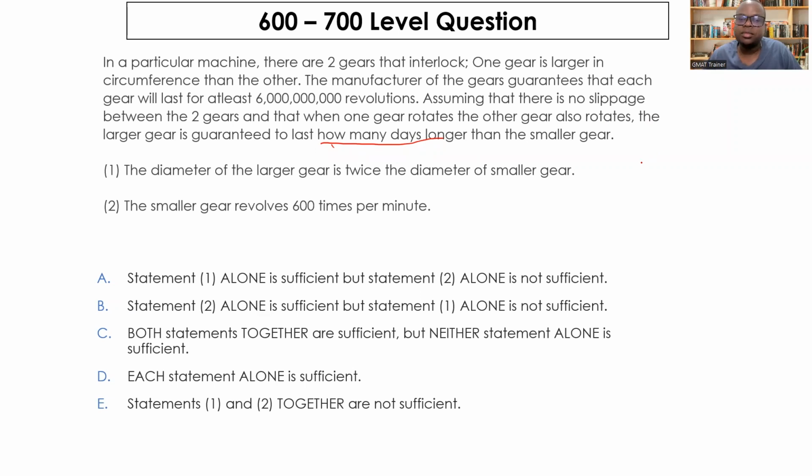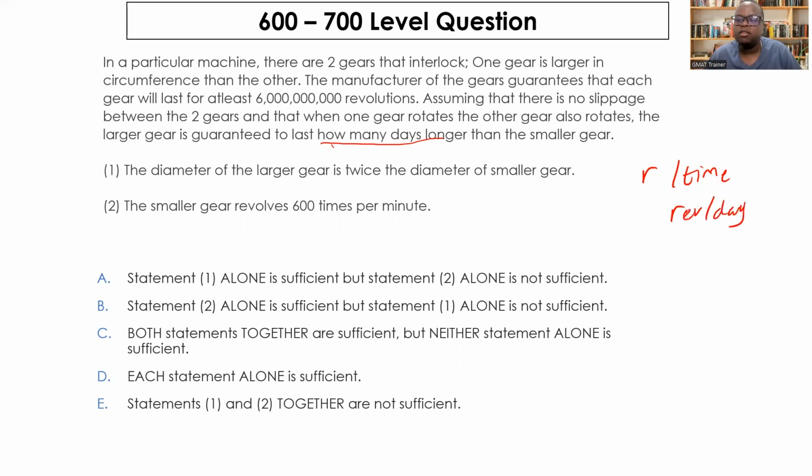Therefore, this question also, we're told that it is guaranteed to last 6 billion revolutions. So 6 billion revolutions, and then we're going to ask about days longer. Days longer, so these are now time. So you have the rate, and then there's a time. So these are the two things which you do have in this case. So you need to find the rate of the revolutions for each, which is revolutions per day.